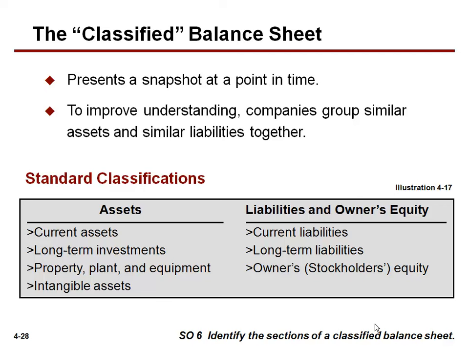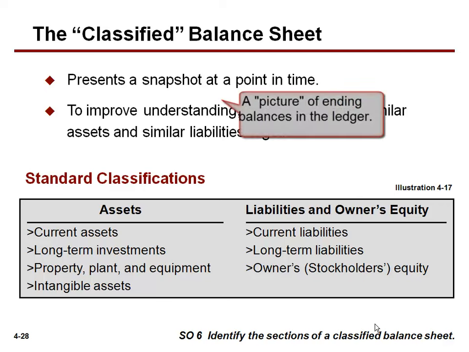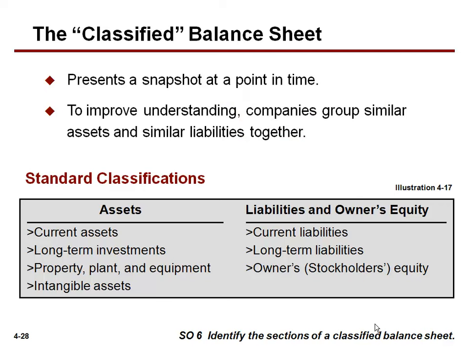The last topic I want to highlight in Chapter 4 concerns the classified balance sheet. As we've learned earlier, a balance sheet is a snapshot at a point in time of our financial condition. The status of assets, the status of liability claims, the status of the owner's equity residual claim. A classified balance sheet simply introduces certain subtotals, certain groupings of assets and liabilities to allow a reader to better understand the financial condition of a business.